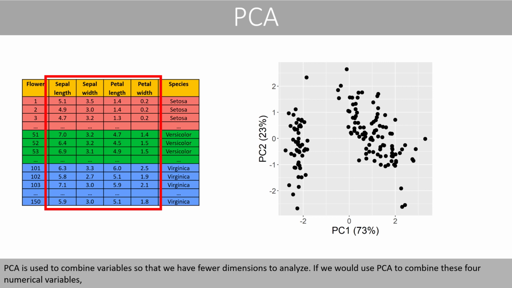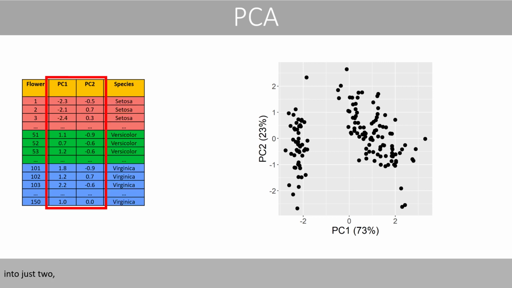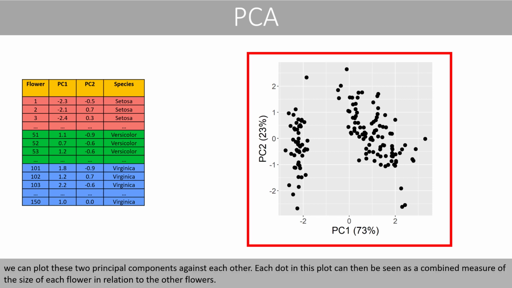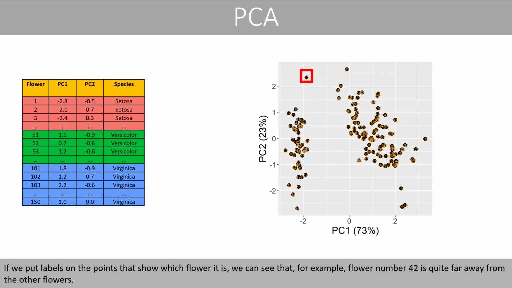If we would use PCA to combine these four numerical variables into just two, we can plot these two principal components against each other. Each dot in this plot can then be seen as a combined measure of the size of each flower in relation to the other flowers. If we put labels on the points that show which flower it is, we can see that, for example, flower number 42 is quite far away from the other flowers.